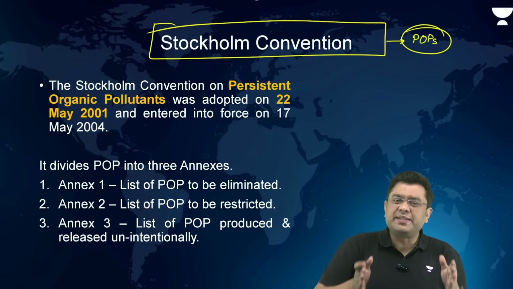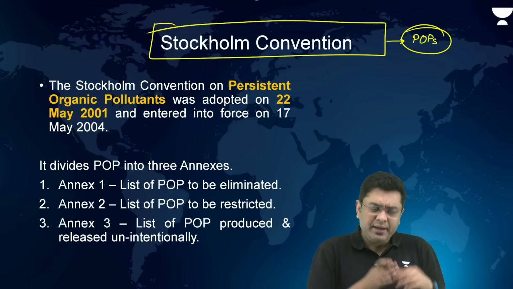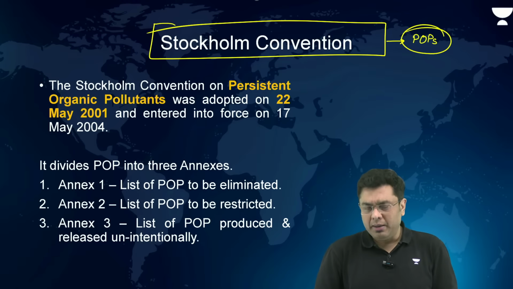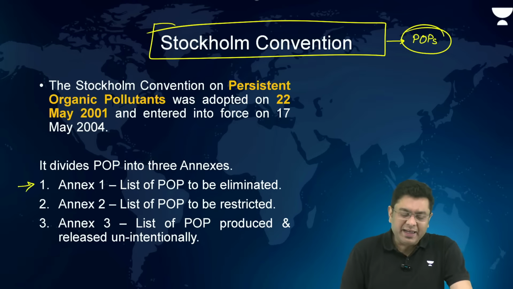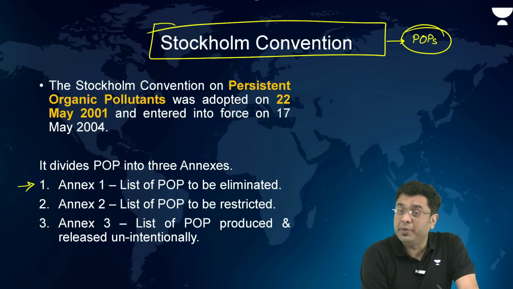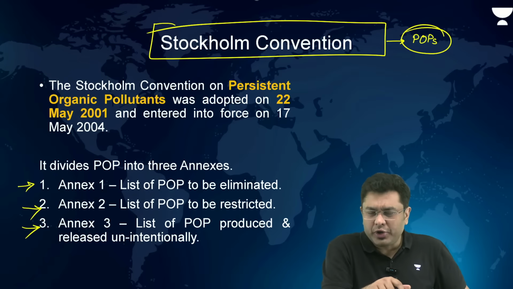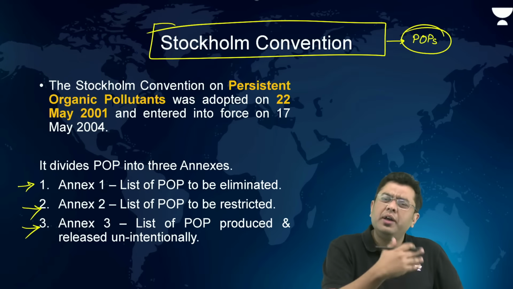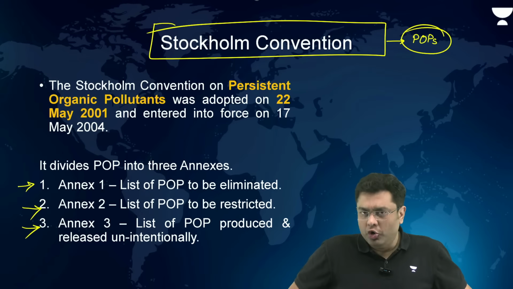So, generally pesticides and insecticides are what are targeted. They are included in the list of POPs which are banned. Now, here the POPs are divided into 3 annexes. Annex 1: POPs to be eliminated. Annex 2: POPs to be restricted. And Annex 3: POPs which are produced unintentionally as a result of another industrial process or chemical reaction. They are released unintentionally. Do you have to learn the list? No. If it is in current affairs, definitely.